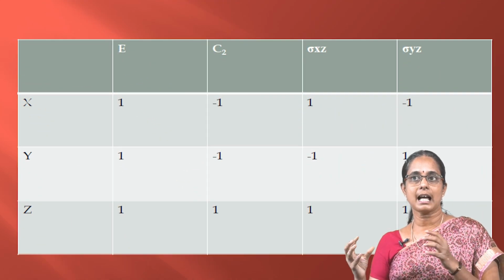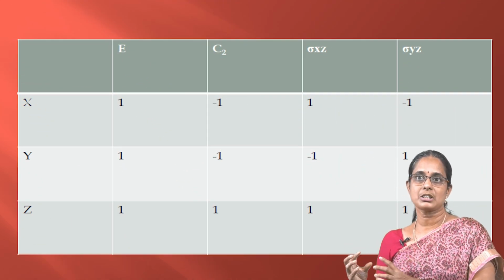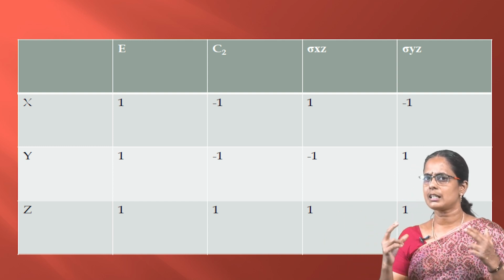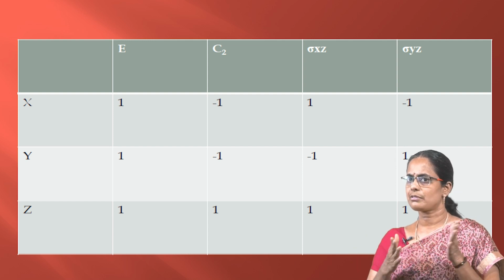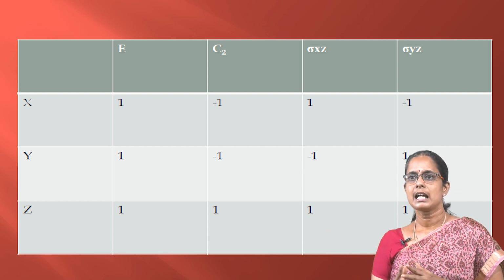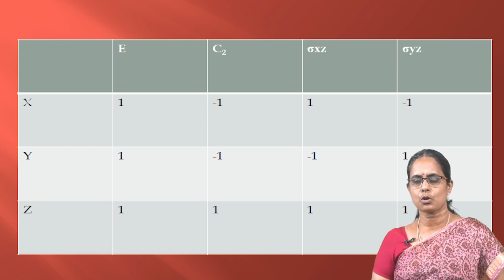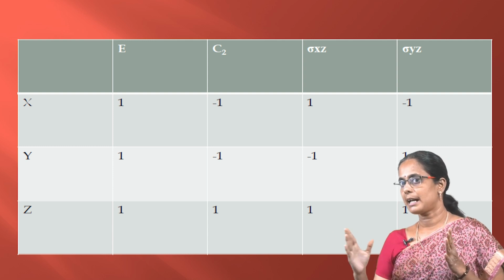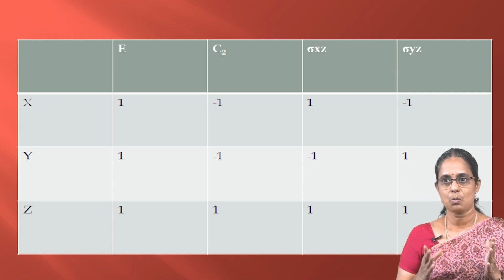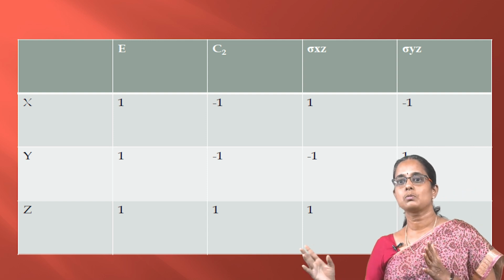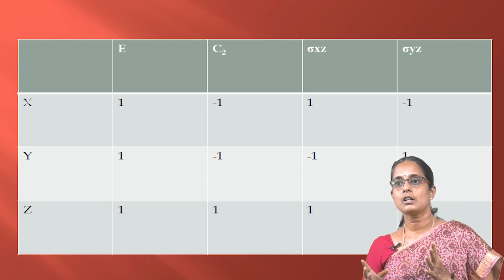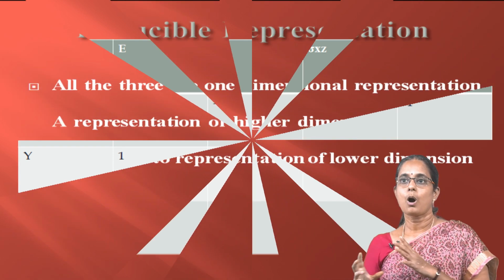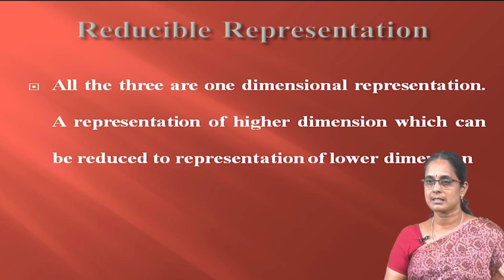The character of the identity operation is the dimension of the representation. Hence, the three-dimensional representation of x, y and z coordinates taken separately can be shown as follows. The x direction is 1, minus 1, 1, minus 1. The y direction is 1, minus 1, minus 1, 1. And the z direction is 1, 1, 1, 1. All three are one-dimensional representations.